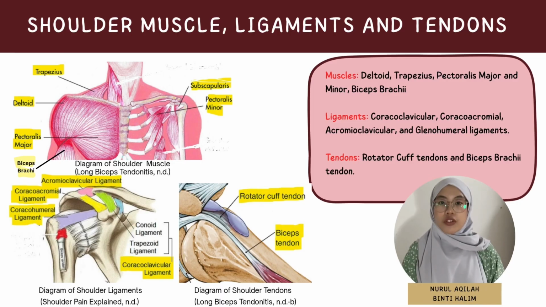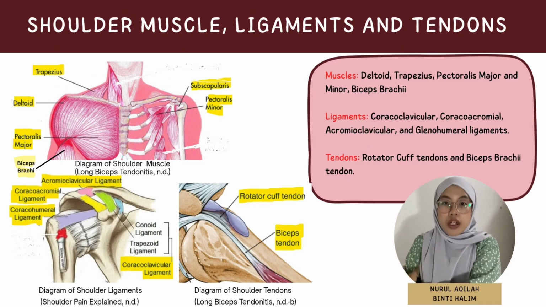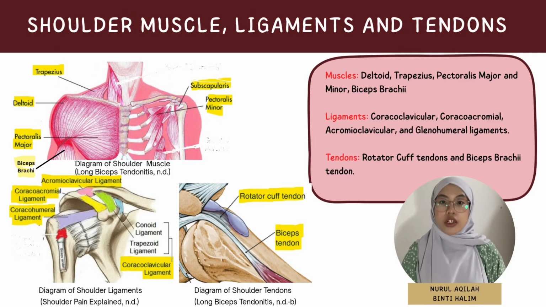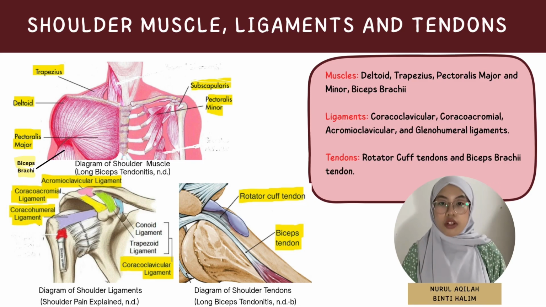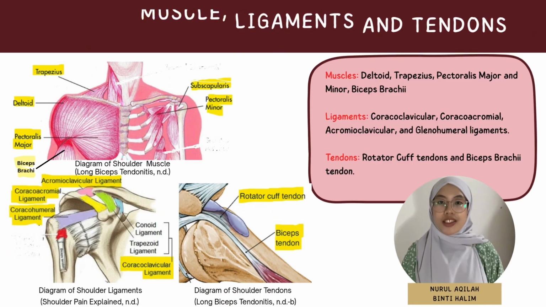Finally, let's move to the shoulder muscles, ligaments, and tendons that attach to the shoulder girdle. The muscles supporting the shoulder include the deltoid, trapezius, pectoralis major and minor, and the biceps brachii. Key ligaments include the coracoclavicular, coracoacromial, acromioclavicular, and the glenohumeral ligaments. The tendons involved are the rotator cuff tendons and the biceps brachii tendons. These structures collectively provide the strength, stability, and movement of the shoulder joint.